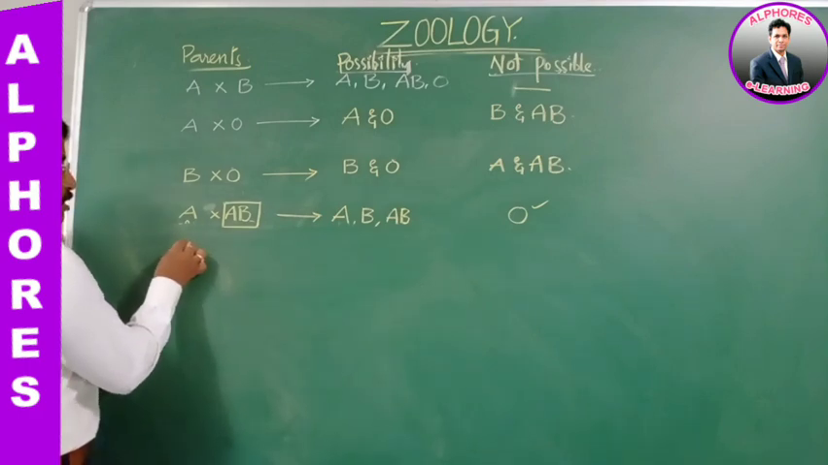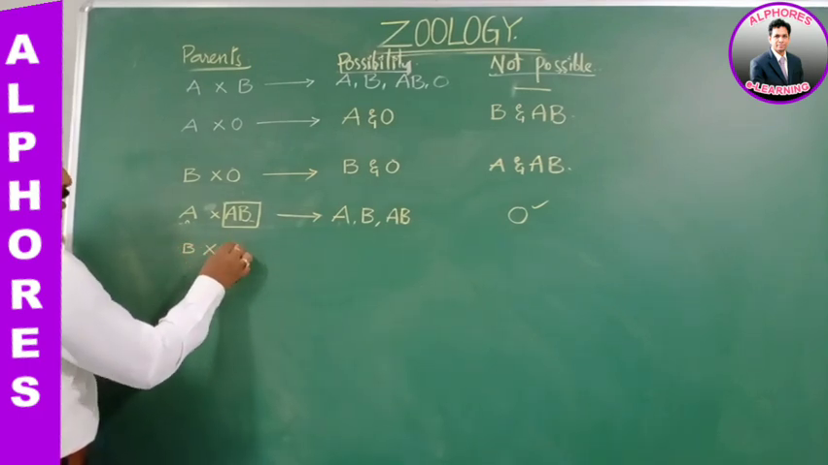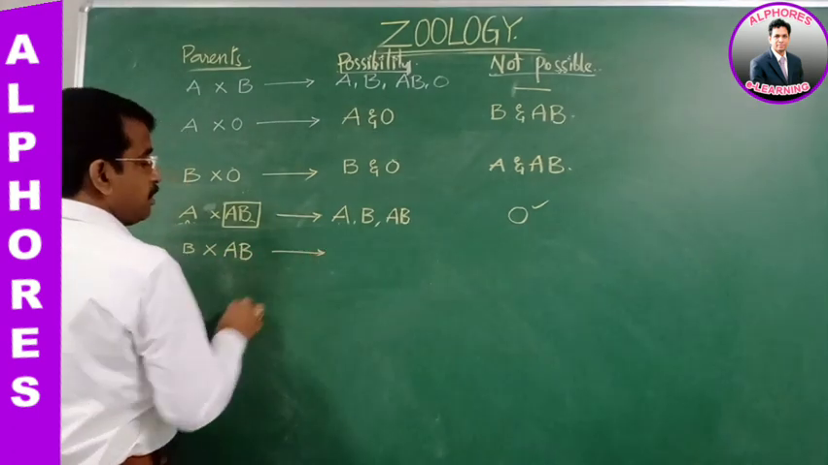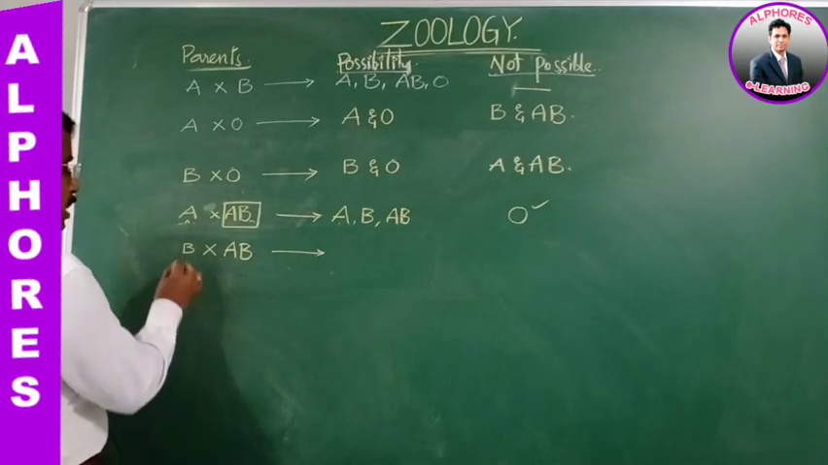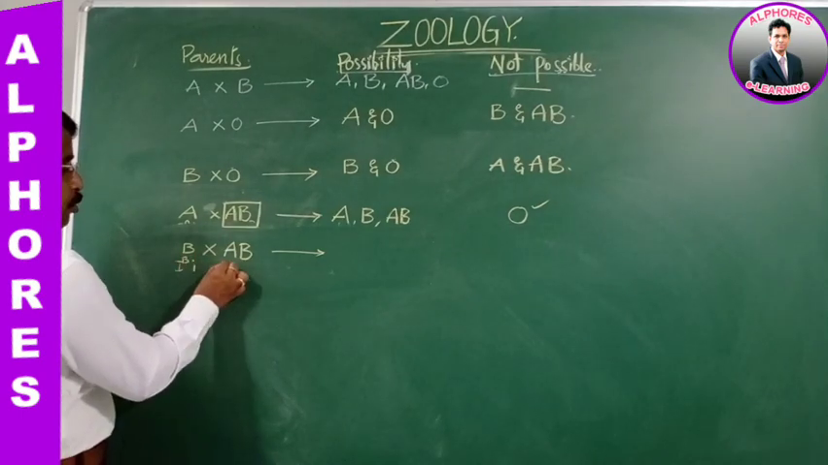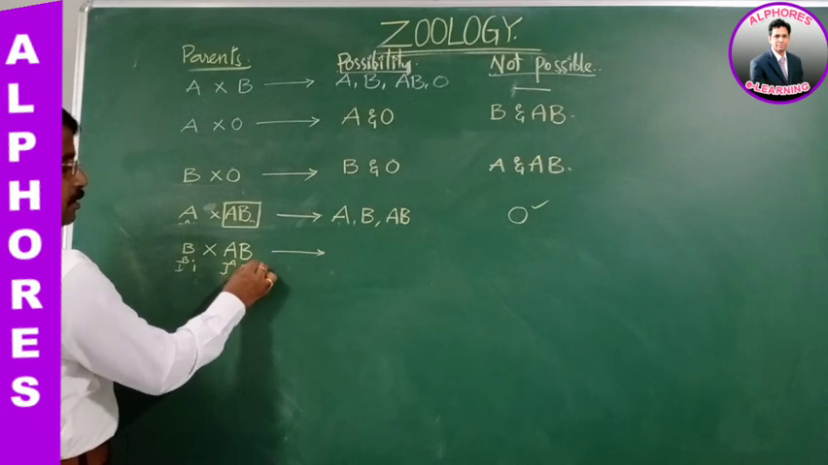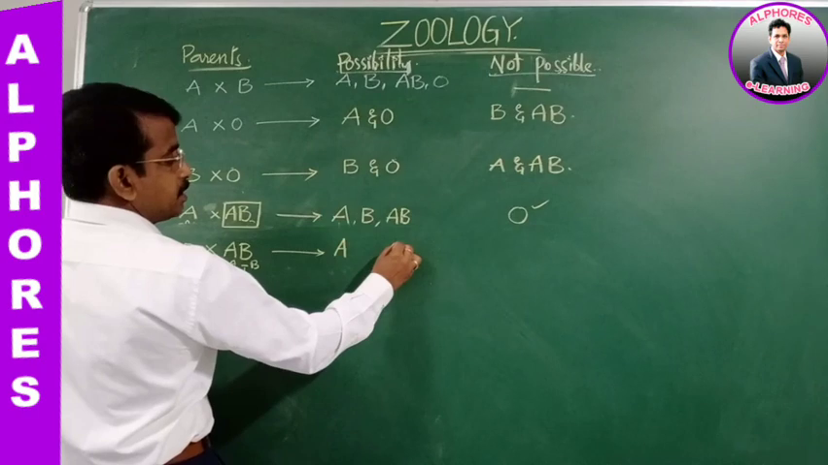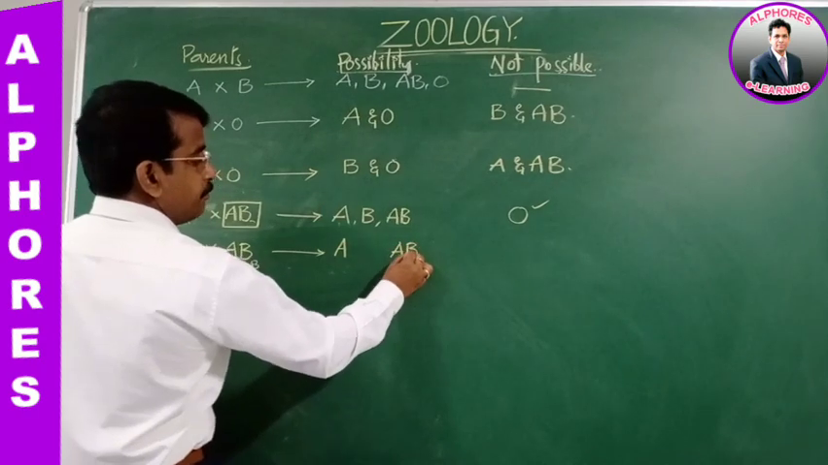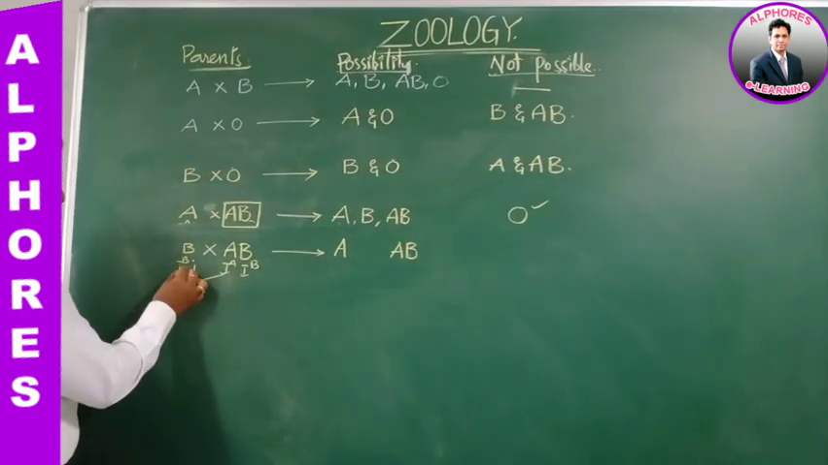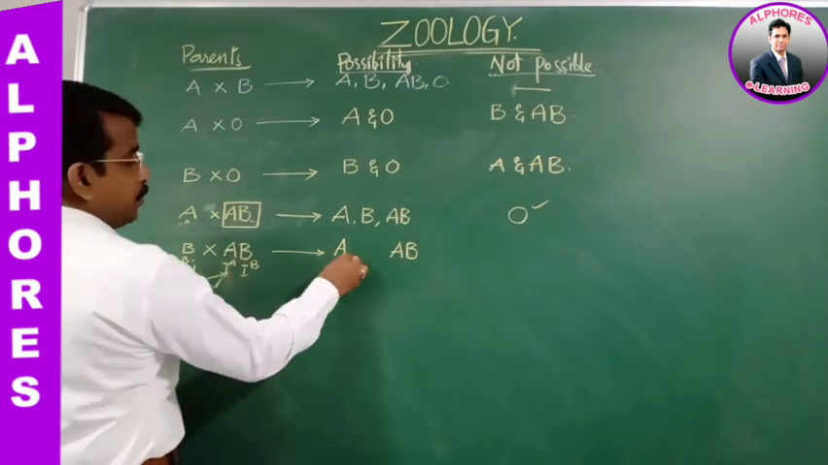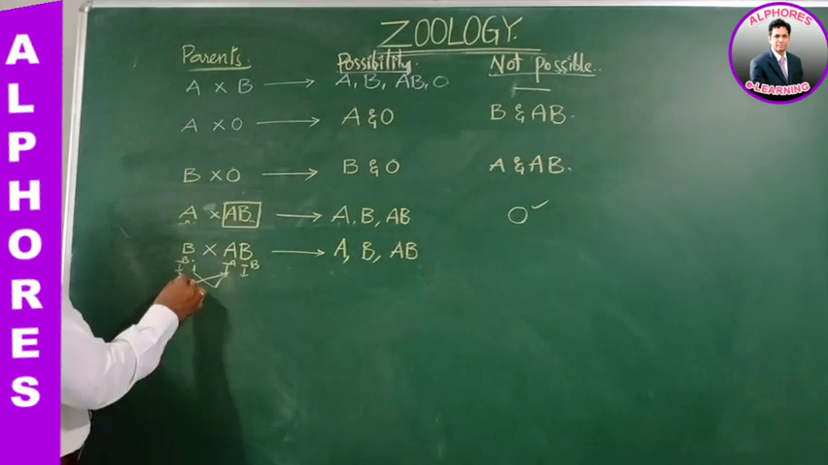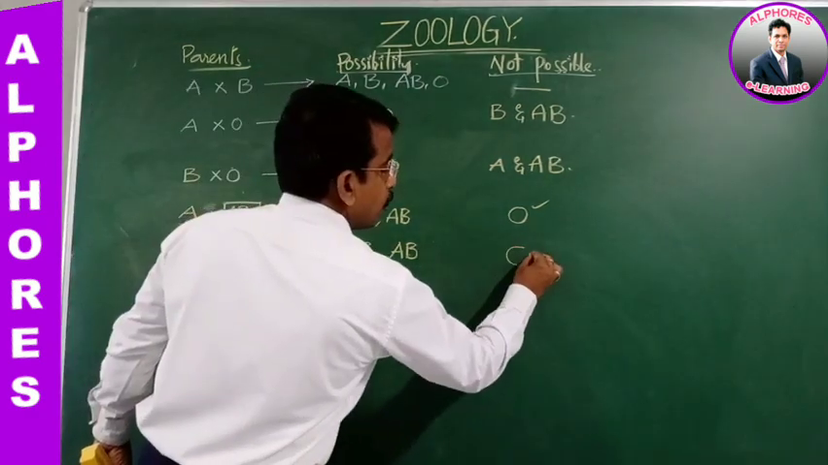Next, the same thing with B and AB. So the same thing is repeated. That is none other than IB, IO, IA, IB. So AB is possible, same as earlier. Right? Next, A is possible. Next, B is possible. No possibility of O.